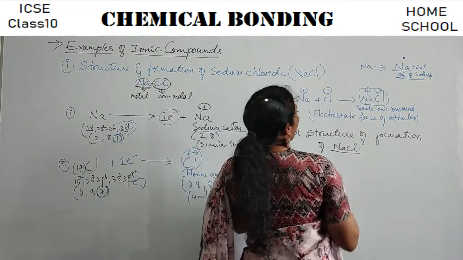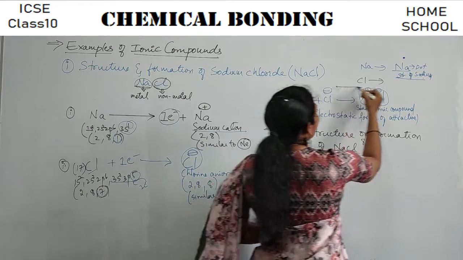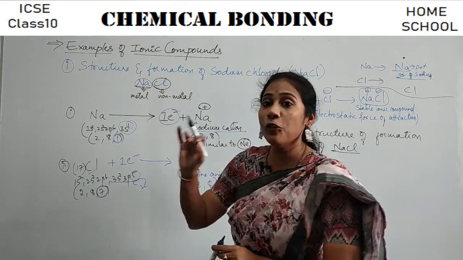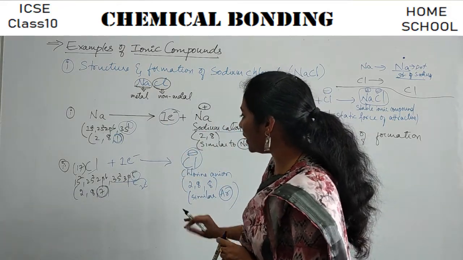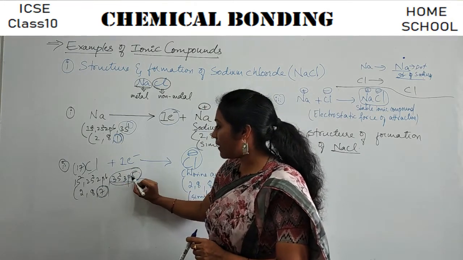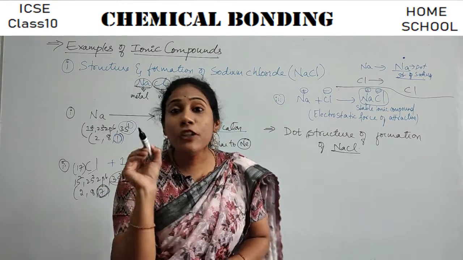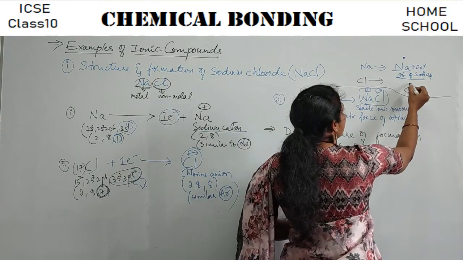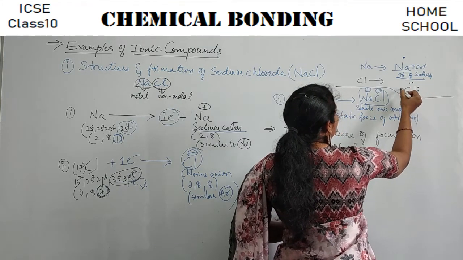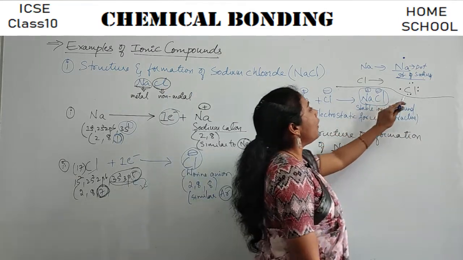Say if I have to write the dot structure for chlorine, how do I write? What is the symbol for chlorine? Cl. And how many valence electrons are there in chlorine? Third shell is this one, so 5 plus 2, that is 7 electrons in the last shell. So you have to put 7 dots, in pairs: 1, 2, 3, 4, 5, 6, 7, like this. This is the dot structure of chlorine.